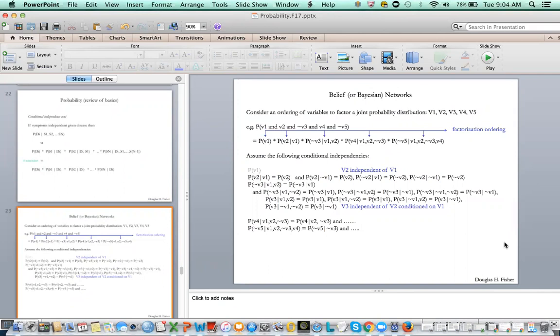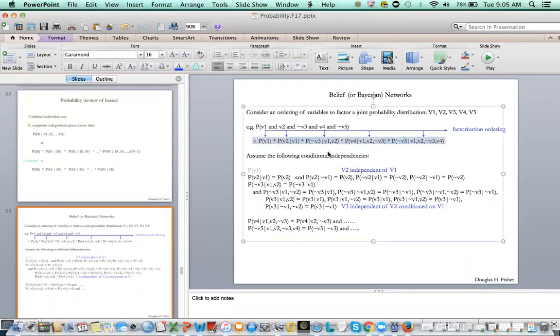We consider an ordering of variables that are going to allow us to factor a joint probability. In this case, we want to know the probability of V1 and V2 and not V3 and V4 and not V5. These are all presumably binary valued variables. And you recall that I can factor that in a particular order. Again, I've given the order up here. I could have picked any order to do this factorization, but I picked one.